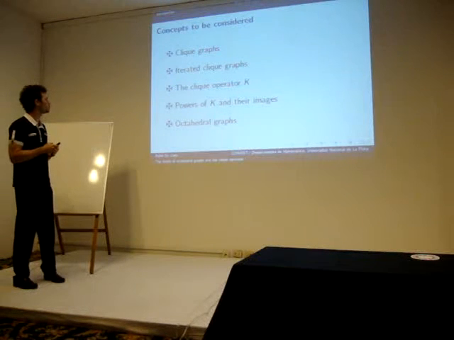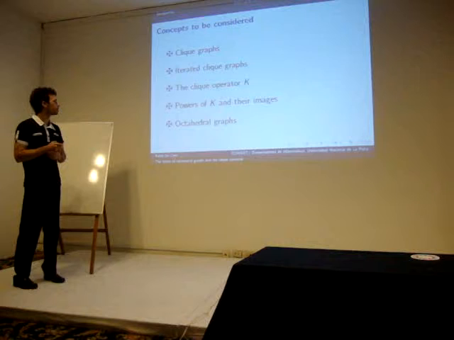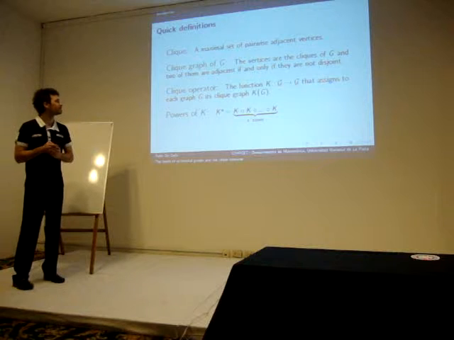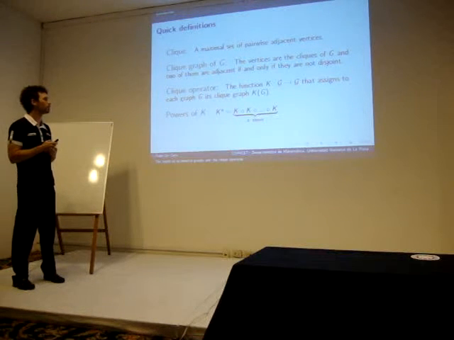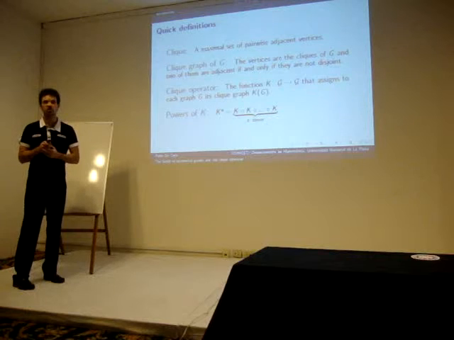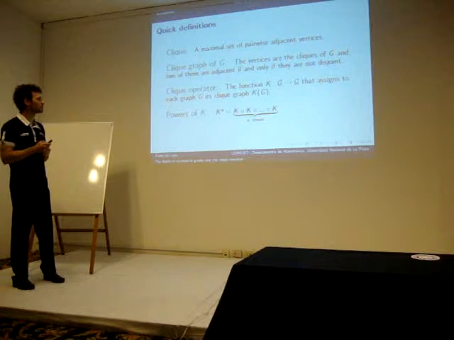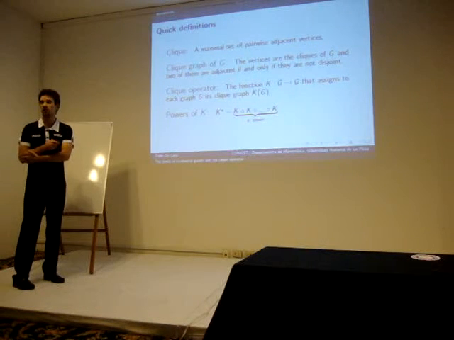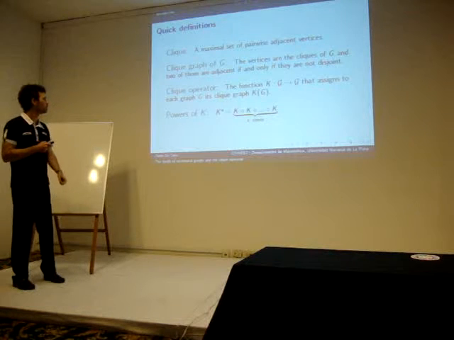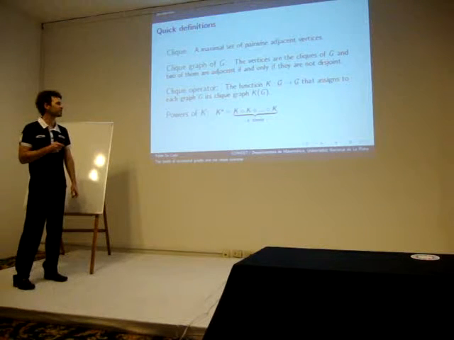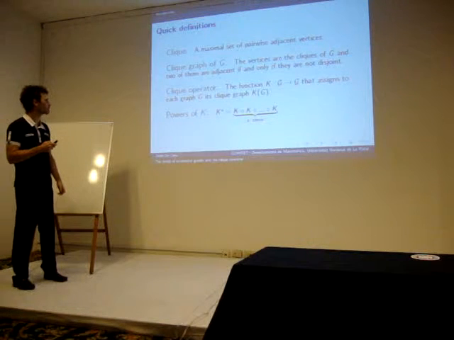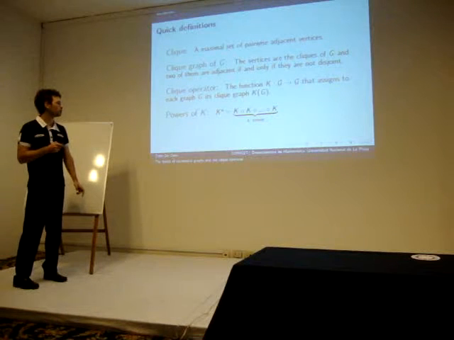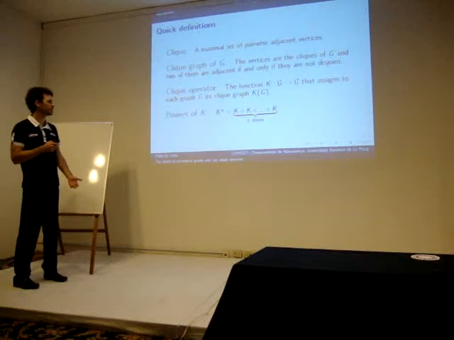So, first of all, I would like to briefly see what each concept means. A clique is a maximal set of pairwise adjacent vertices of a graph. The clique graph of a graph G is a graph whose vertices are the cliques of G, and two of those cliques are adjacent when their intersection is not empty. The clique operator is the function which assigns to each graph its clique graph K of G, and the power K to the n is the composition of the clique operator with itself n times.